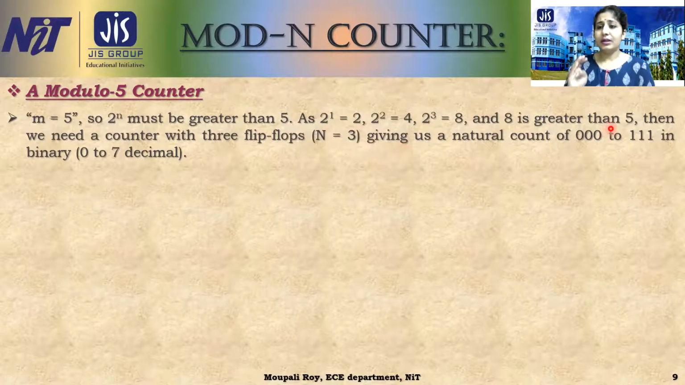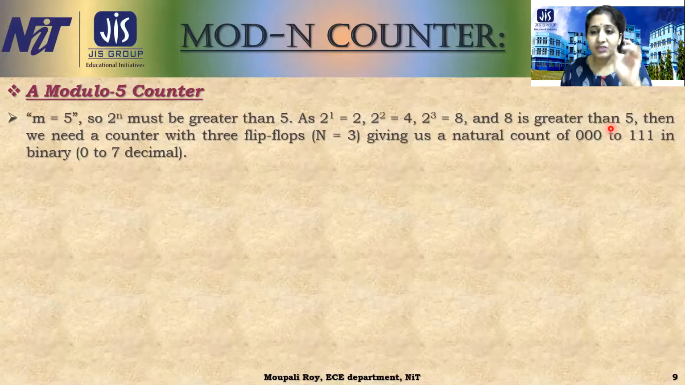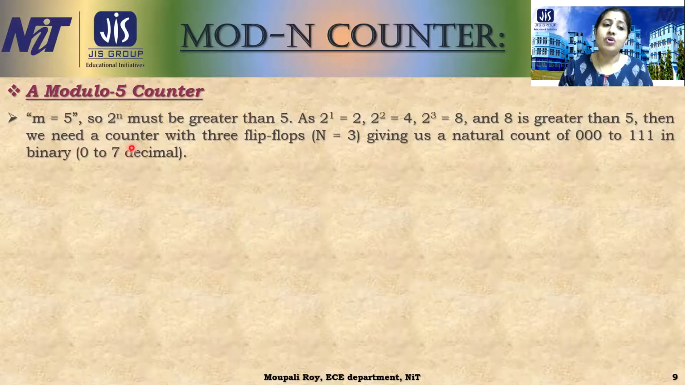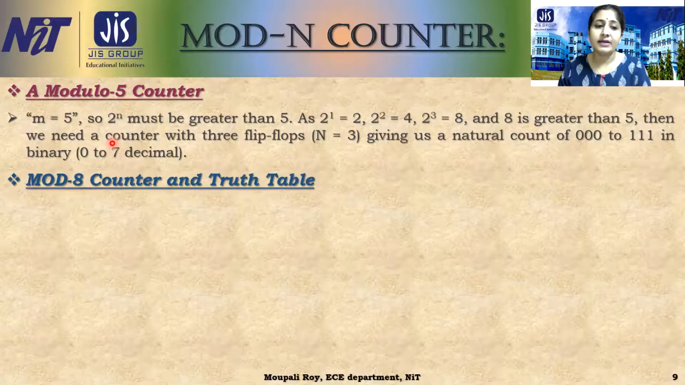So using 3 flip-flops, what can we count? We can count 0 0 0, 0 0 1, 0 1 0, 0 1 1, 1 0 0, 1 0 1, 1 1 0, 1 1 1. So that means we can count 4 numbers, from 0 0 0 to 1 1 1. That means we can count from 0 to 7. But in the case of modulo 5, what is our target? Our target is 0, 1, 2, 3, 4, up to 4.